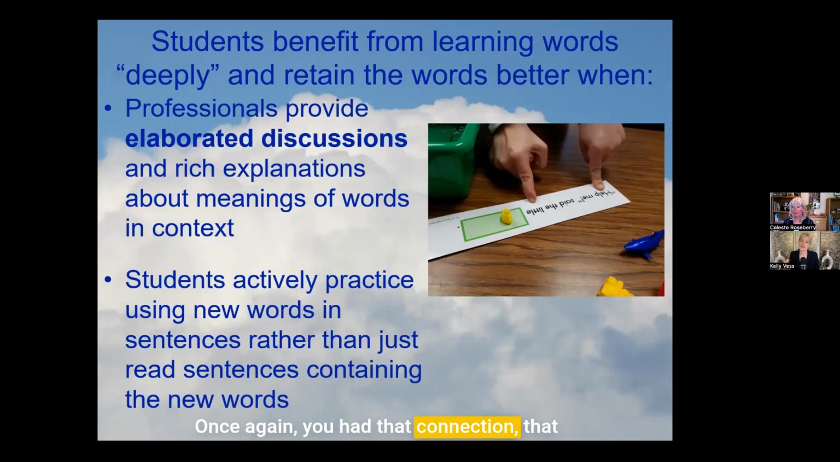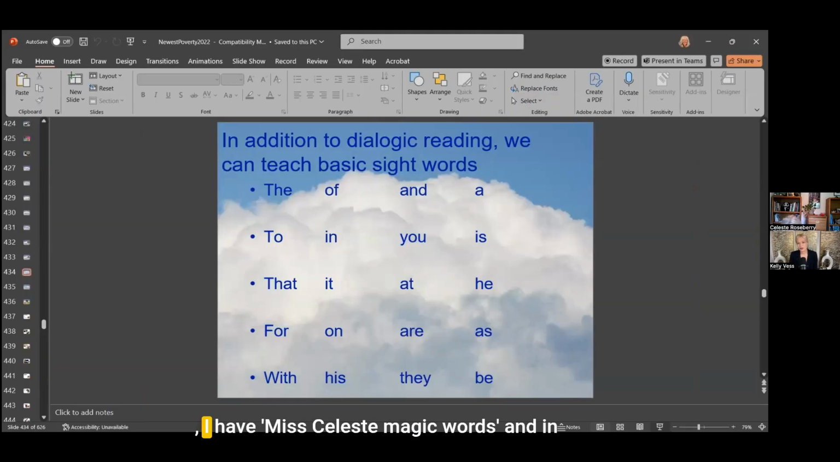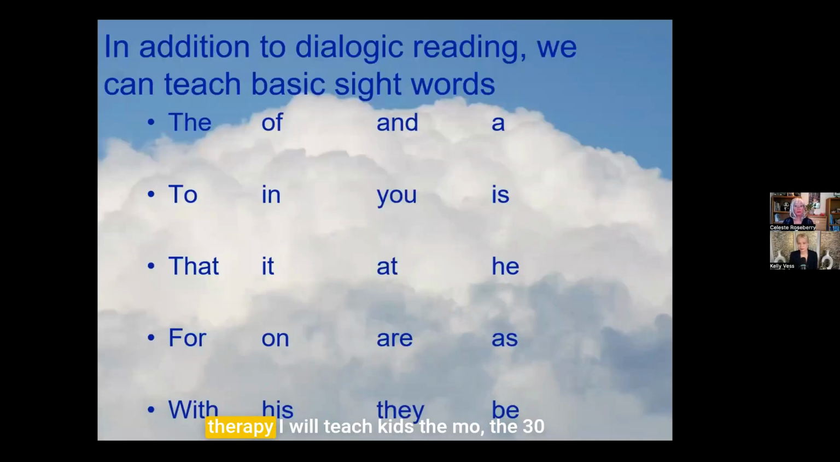Once again, you had that connection, that motor mind connection, whole body experience. Yeah. When we see, we see. When we do, we learn. I have Miss Celeste's magic words, and in therapy, I will teach kids the 30 most important words on the Dolch list. I will teach them how to sight read those because, and I won't read them here, it's like the, of, and, because if they have to sound that out every time they're reading, it's going to really slow down their fluency. So I have these fun flashcards with spray glitter on them. And by the time the year is up, all my kids know how to read these sight words. And it's really helpful.